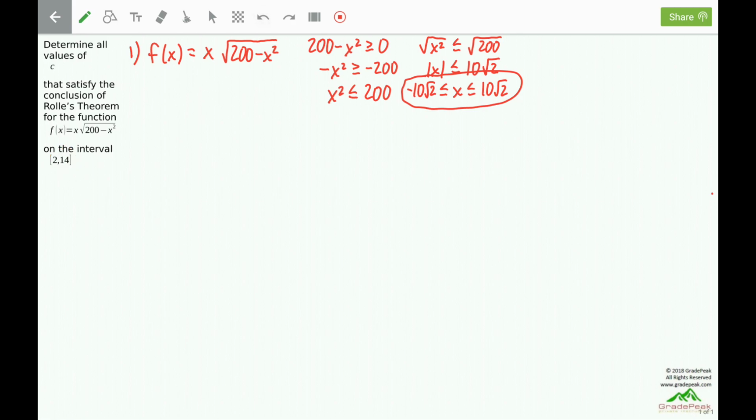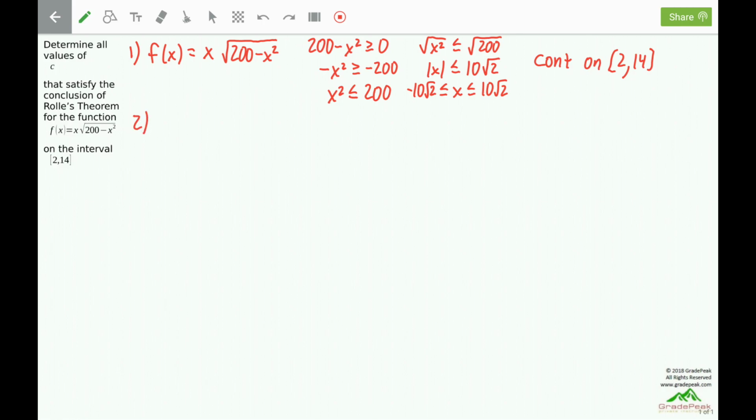And so the interval of 2 to 14 is okay. Therefore, we will be continuous on the closed interval given, 2 to 14. Closed means that it includes both endpoints, indicated by the square brackets on both endpoints. Condition 1 is met.